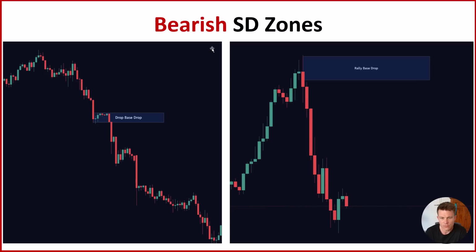The same is true for bearish supply and demand zones. We have our trend continuation zone, which we call a drop-base drop. So we have the drop here, the initial trend push, the base is the small consolidation, and then the next drop. And we also have a reversal bearish pattern, which is called rally-base drop. So we're coming from a rally, the market is pausing here briefly and then dropping into the new downtrend.